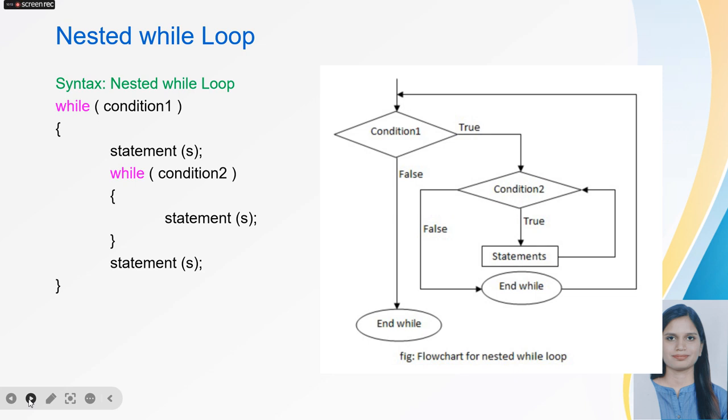Nested while loop. What is the nested while loop? Syntax of nested while loop: while condition 1, statement, and inside it a while condition 2, statement. If condition 1 is true, then check condition 2. If condition 1 is false, then end. While condition 2: if the condition is true, then statement, and if the condition is false, then end.